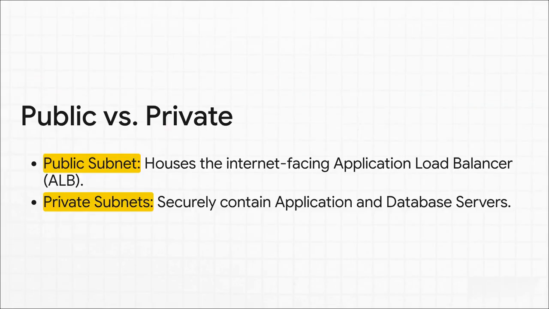Well, it starts with public and private subnets. The only thing that needs to be visible to the public internet is our load balancer, so that's what sits in the public subnet. Everything else, our application servers, and especially our databases, they get to hide away in private subnets. They're completely invisible and inaccessible from the outside world. I mean, this is a massive security win right from the get-go.